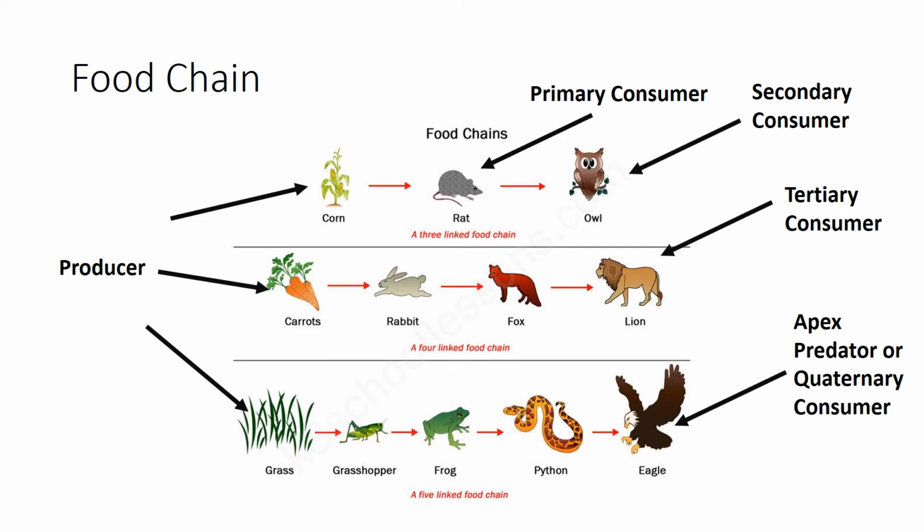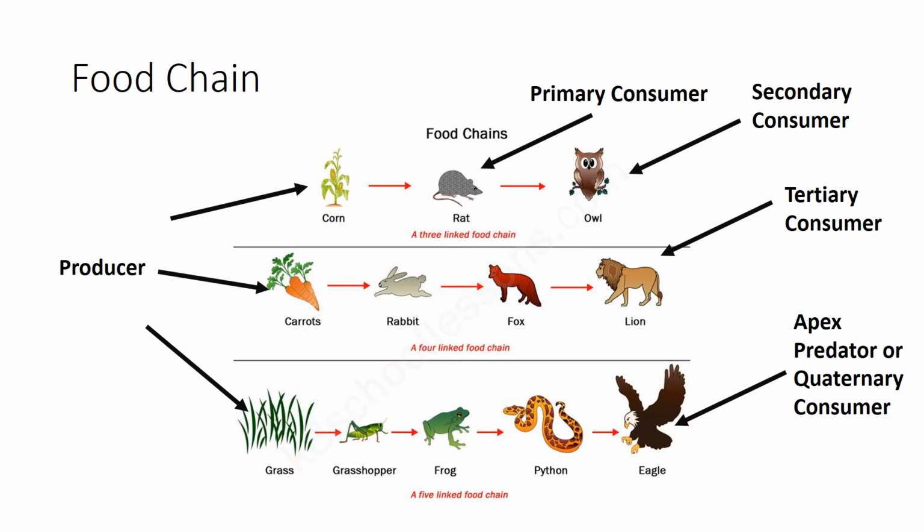Now, I've got three food chains there to give you an idea of the things that we're talking about. Each food chain is more complicated than the one just before it. The one at the very top talks about corn, a rat, and an owl. I've labelled each of those three organisms with what we would call them within a food chain or a food web. The beginning of every single food chain or food web always starts with something that we call a producer. They are normally plants that do something like photosynthesis to produce their own energy. Producers start off the food chain.